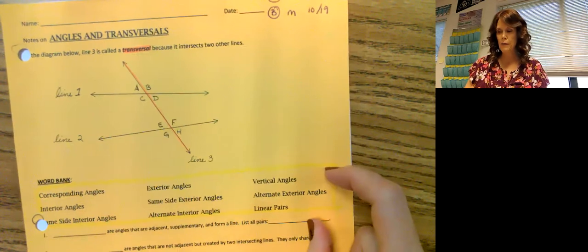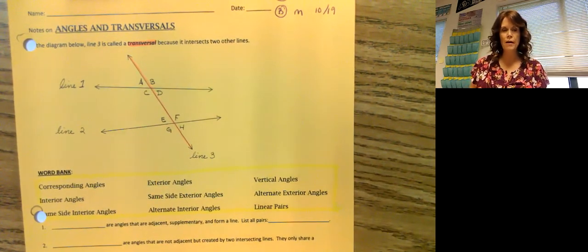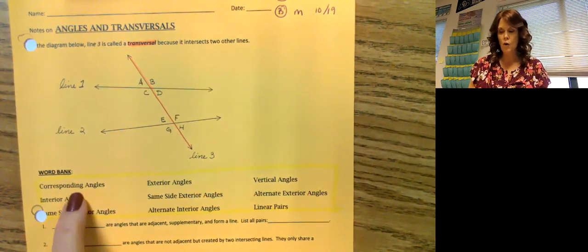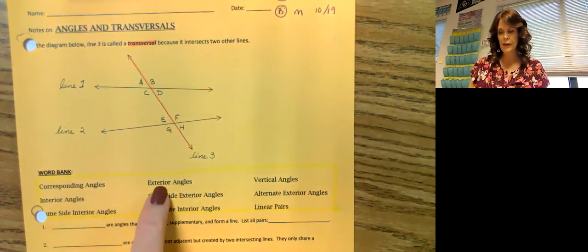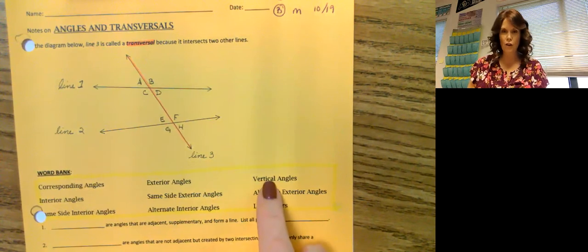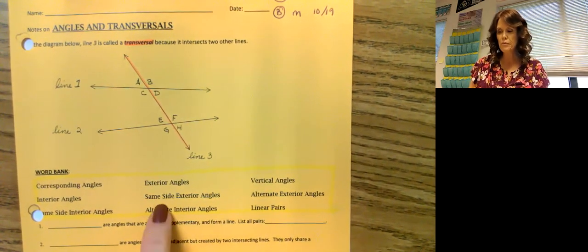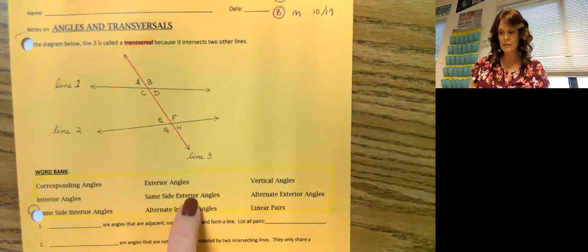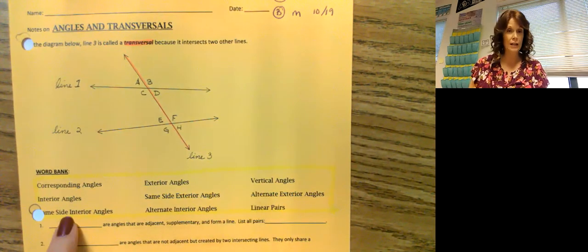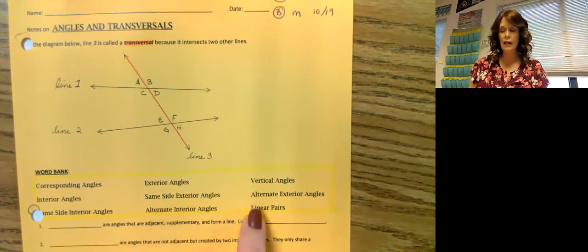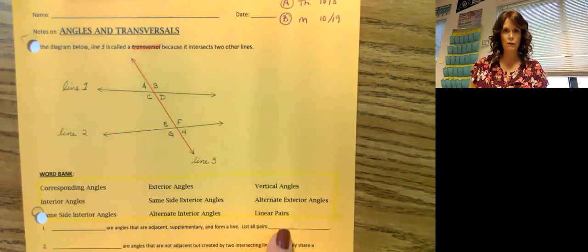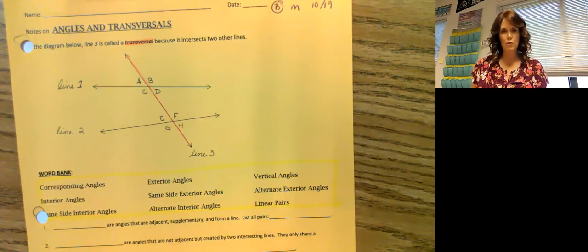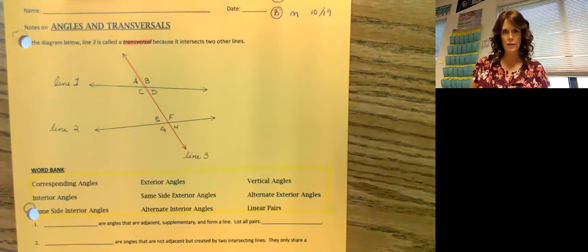So we've got a word bank right here that we're going to be pulling from. And as we use a word, we're going to cross it off. So we've got corresponding, exterior, interior, vertical, we should know, same side exterior, alternate exterior, same side interior, alternate interior, and then a linear pair, which hopefully we're already familiar with, okay? So we're gonna read through these sentences and see what we think would make the most sense from this word bank and the diagram.